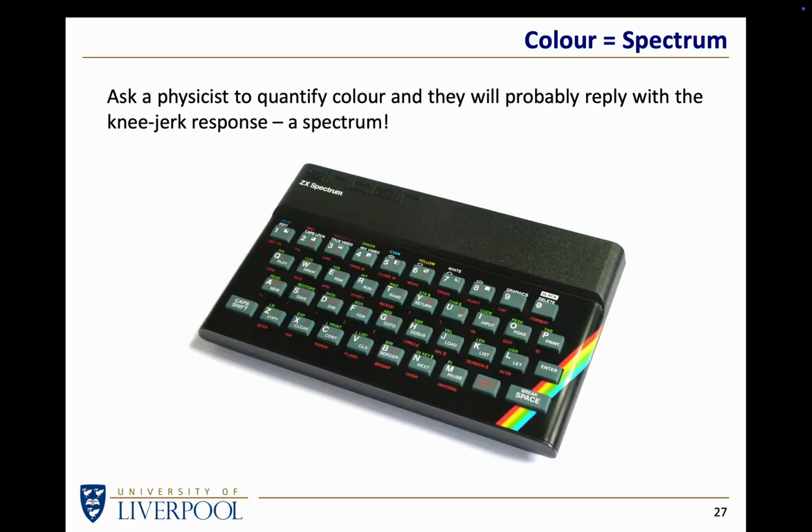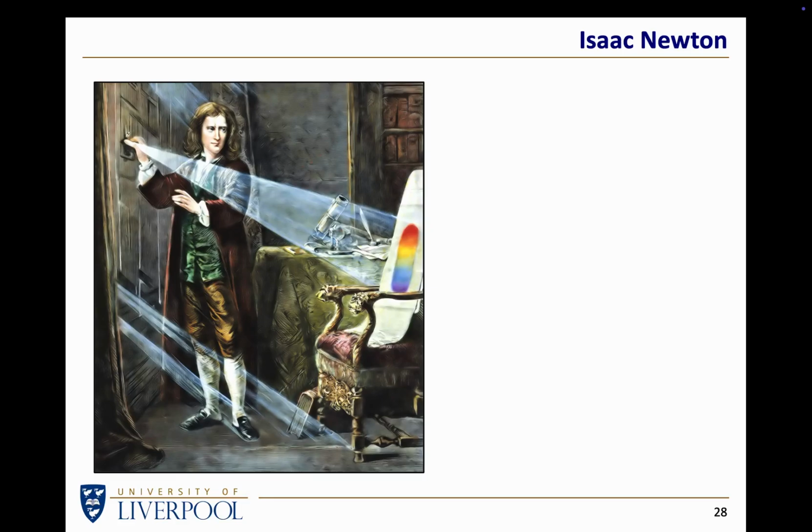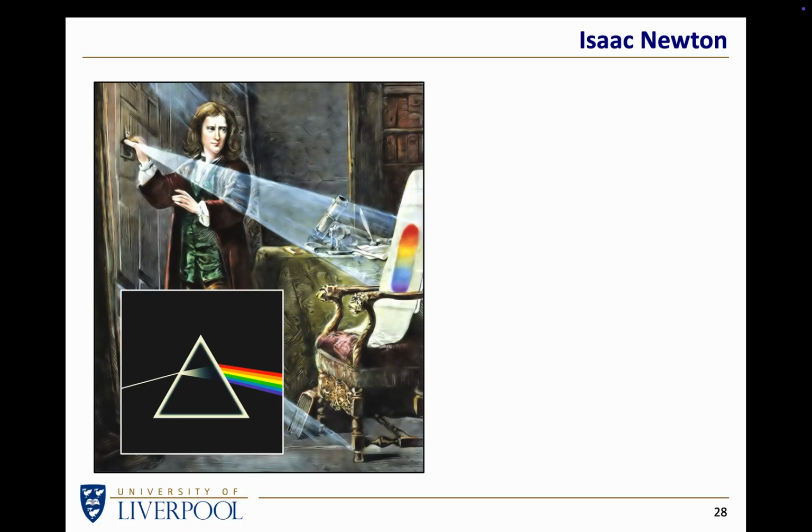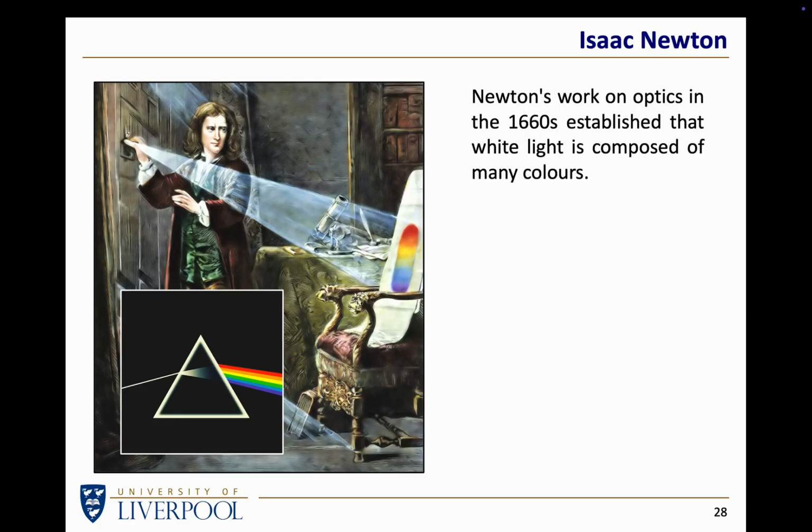And of course, that's what a spectrum looks like for some of us of a particular age. But no, we're not talking about that spectrum. We're talking about Isaac Newton trying to reproduce the front cover of Dark Side of the Moon using a prism and getting a spectrum from sunlight. So we know that white light, or what we tend to perceive as white light, is actually composed of a whole load of different colors.